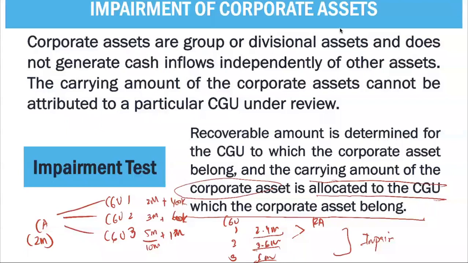Okay, corporate assets, take note, it cannot be attributed, therefore we allocate it. Clear? So a while back in your CGU, how do we apply? First to goodwill, next to other assets except cash. Now, for corporate assets, first apply to CGU. Compare now the CGU to its recoverable amount and account for any impairment.